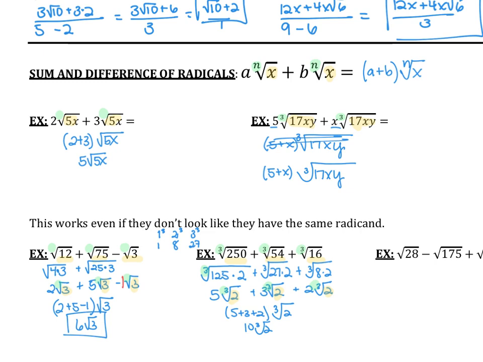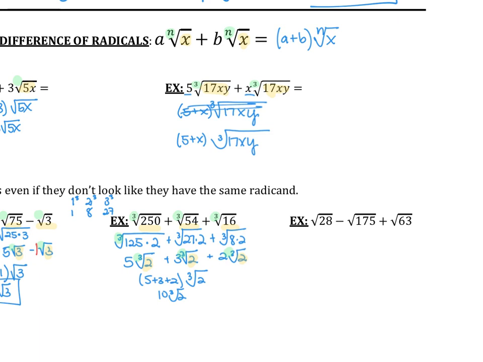How'd you do? All right, hit pause and try this last one. All right, notice that, again, each of my indices are the same. Square root, square root, square root. So we're good there. Well, my radicands are not the same, so what I'm going to do now is I am going to simplify. Well, the square root of 28 is the same as the square root of 4 times the square root of 7. 2 root 7.